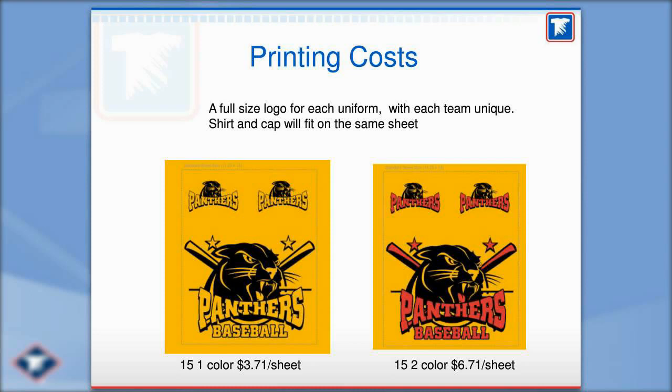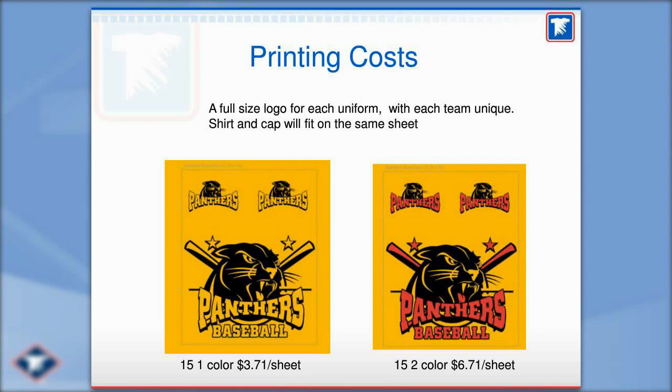That's the smaller Panthers, where we took out the word baseball, we took out the bats and the stars. It's just the cat and the word Panthers. That is the perfect size for the baseball hat. So now, on one sheet of paper, you've got your full front and your hat, and technically an extra hat print that you could do a whole bunch of different stuff with.